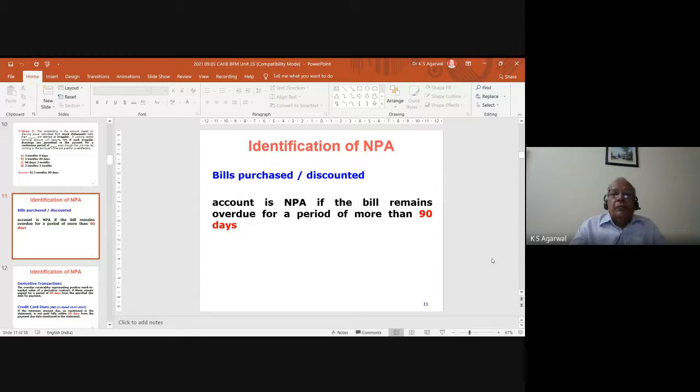In case of a bill, every bill has got a due date. The bill purchased or discounted account is an NPA if the bill remains overdue for a period of more than 90 days. Very simple.